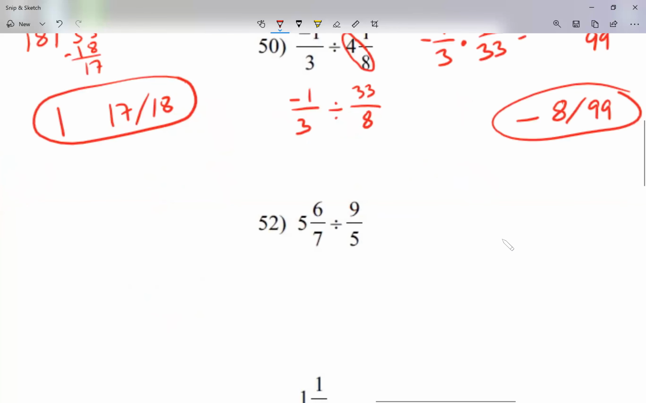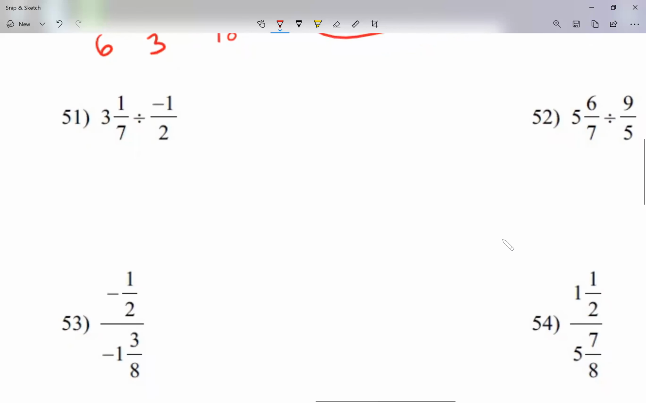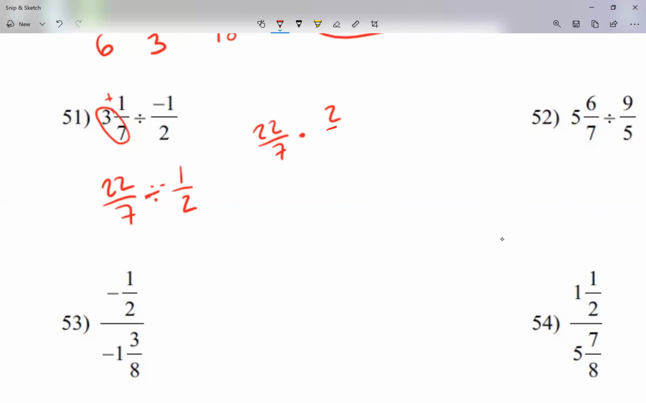All right, let's take a look at number 51. We multiply this out, add it to the top. So I know 3 times 7 is 21 plus the 1 on the top, I have 22 over 7 divided by a negative 1/2. So I'm going to write this as 22 over 7 times a negative 2 over 1. Remember, I change it to times and then do the reciprocal of the second fraction.